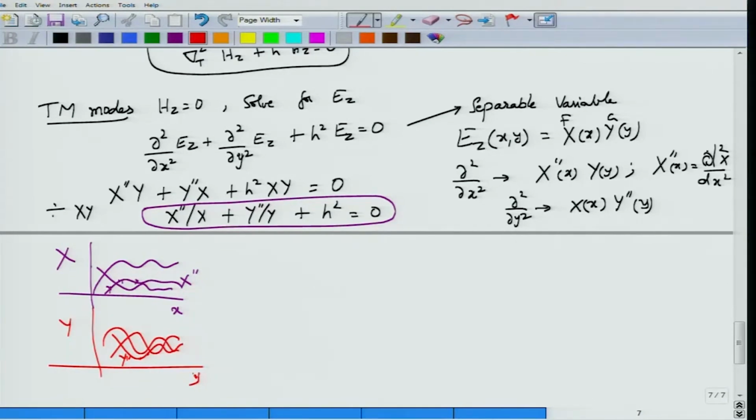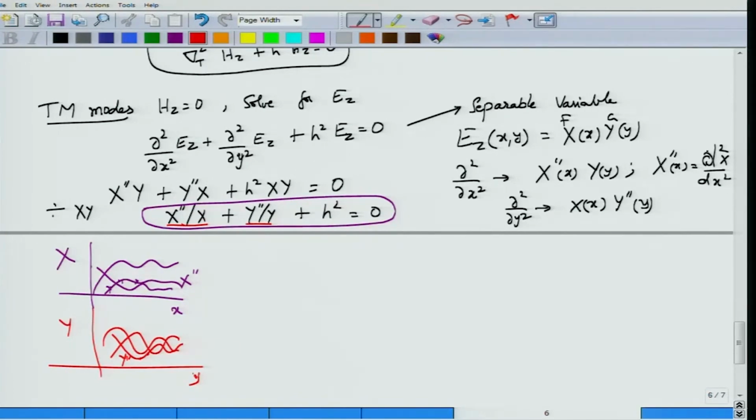h² for a given value of omega, mu, epsilon would be a constant, because this is equal to gamma squared plus omega squared mu epsilon. So this is a constant. Now you have one term varying with respect to x, one term varying with respect to y, and one constant, all of them summing to 0. If all of them are to sum to 0 and this is a constant, the only way this can happen is that these two terms, X double prime by X and Y double prime by Y, must also be constants, such that the three constants sum to 0.